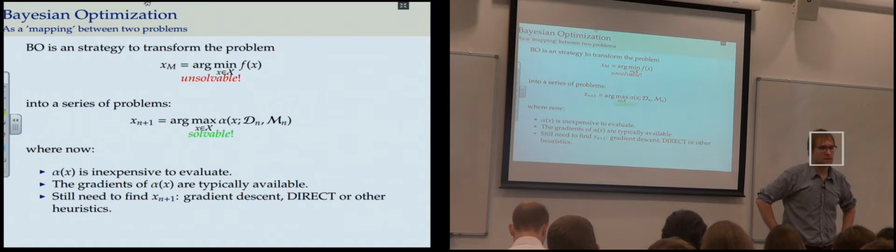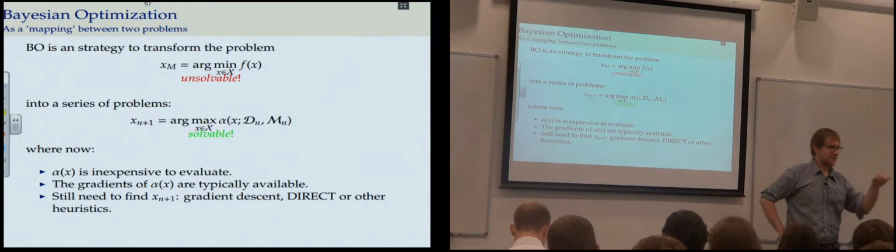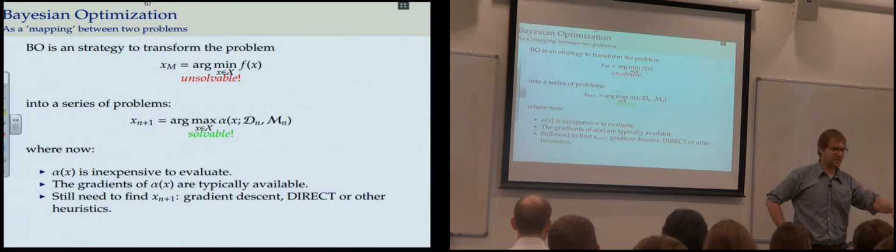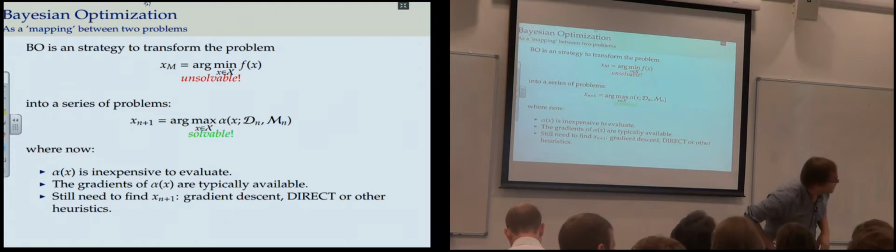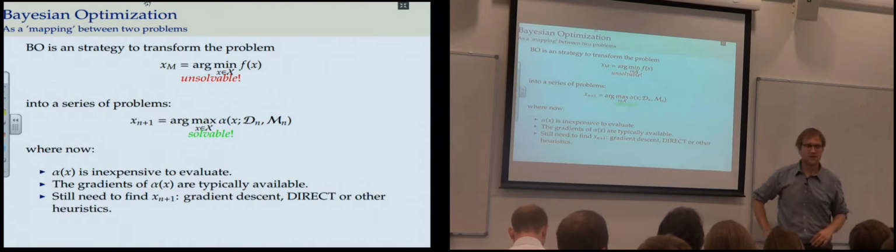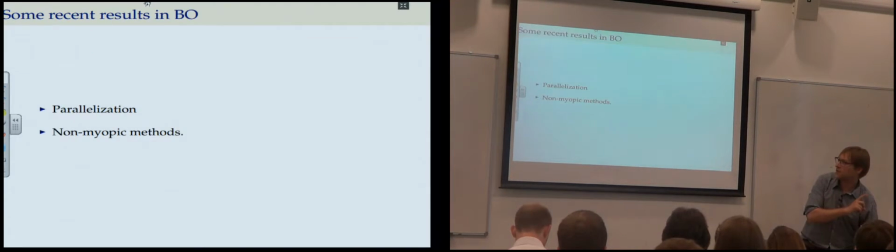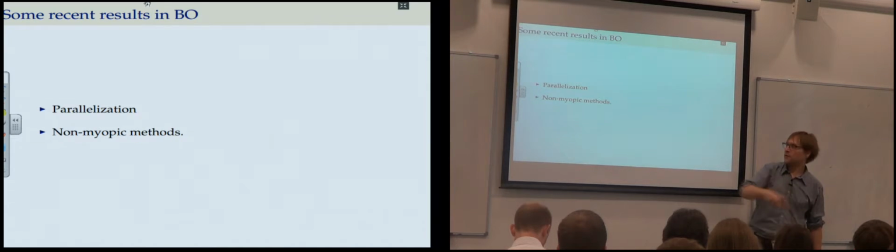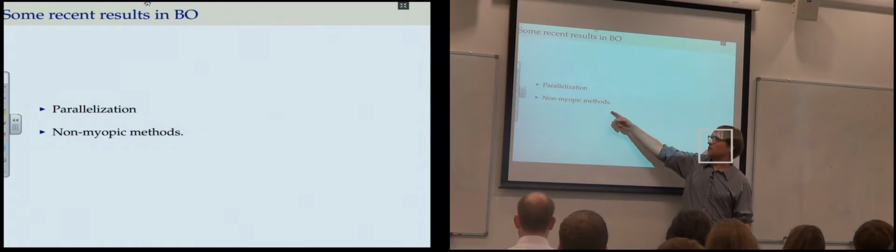And is this a different problem if you know your number of evaluations in advance? You know the number. The next slide is parallelization, and I will mention that briefly. I think I have 4 minutes or something like that. So very briefly, these are the 2 points: one, parallelization, and the other one, non-myopic methods.